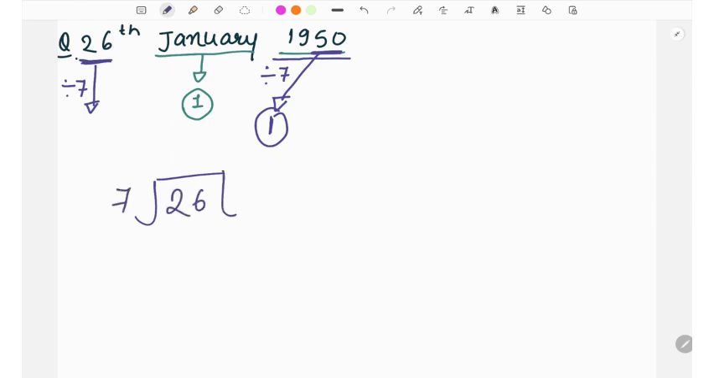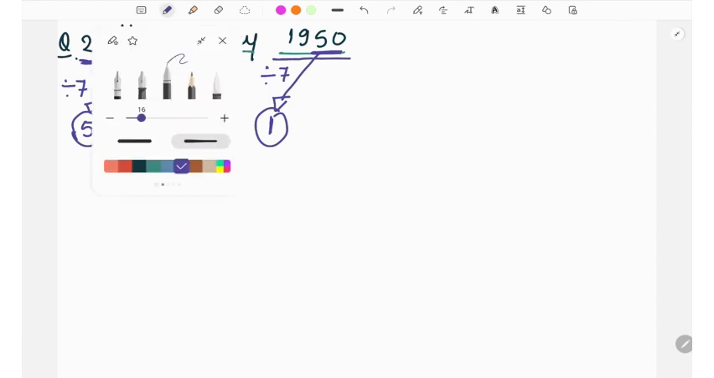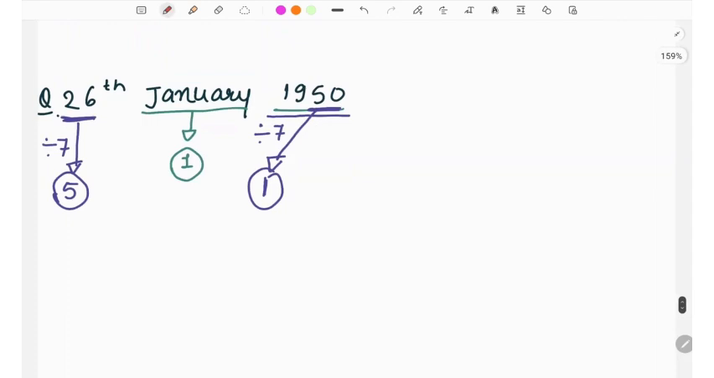7 3s are 21, 7 4s are 28. It's a bigger number. So 7 3s are 21. What is left? 5 is left. So what is important for us whenever we divide a number by 7? The remainder is important, and I got the remainder here, that is equal to 5. So I got the remainders now. The last step is left, where we divide the given year, not the date, the given year by 4.